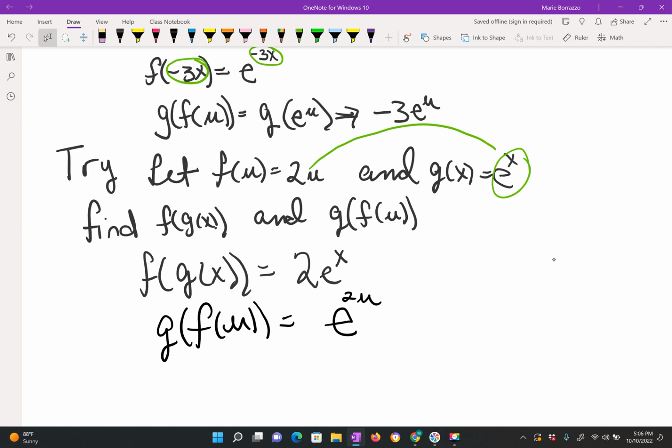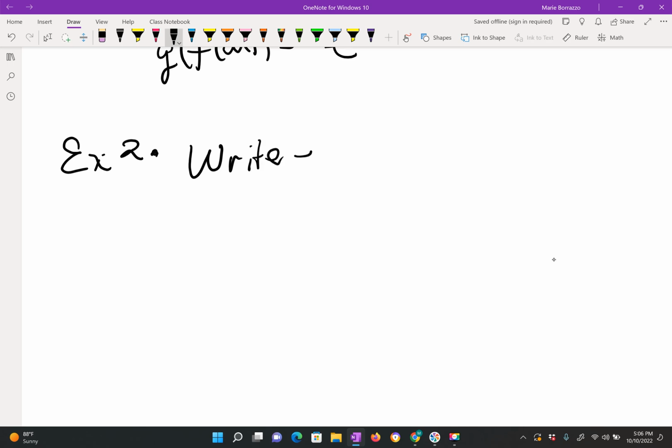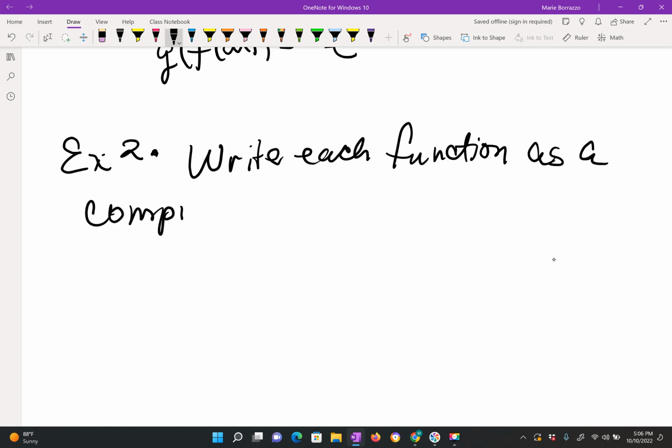All right. Example 2 is very similar. In example 2, we're still working with composites. The question is asking you to write each function as a composite of two simpler functions.